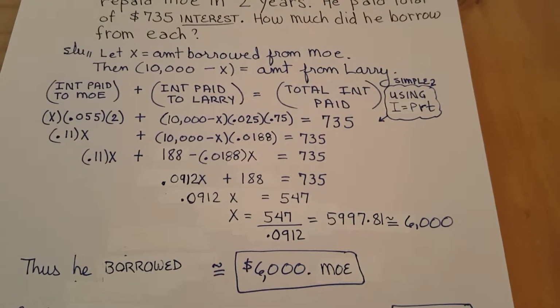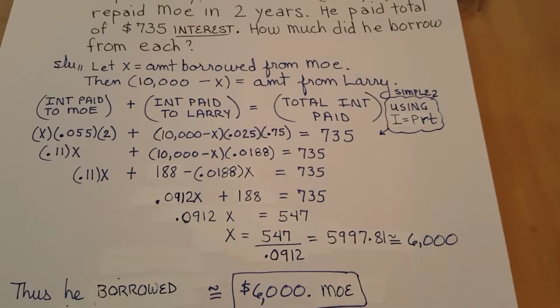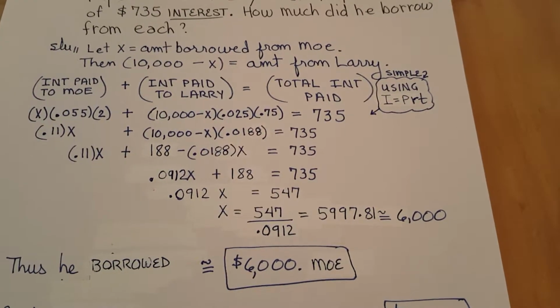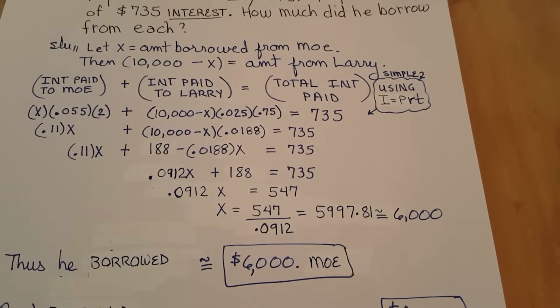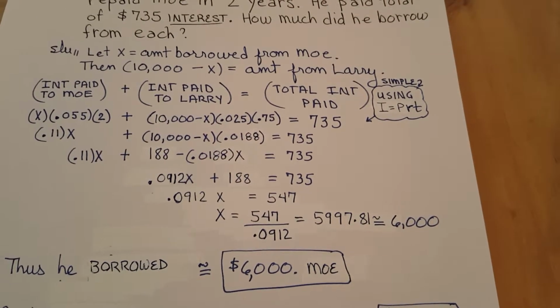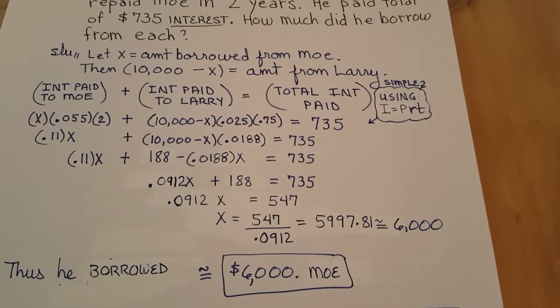Interest I equals principal amount borrowed times interest rate times time. So the interest that Curly paid to Mo was x, that's the principal amount he borrowed, times the interest rate, 55%, or I should say 5.5%, in decimals is 0.055, times the amount of time in years, 2 years.